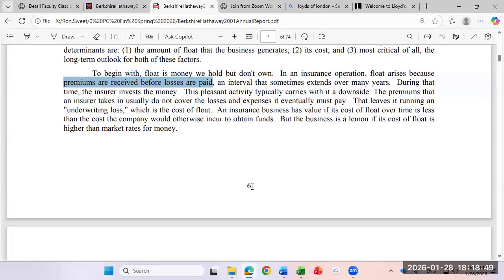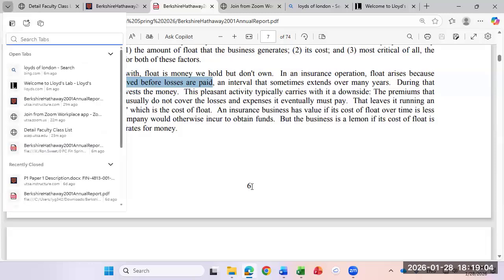You pay your auto insurance premium. 6 months later, 9 months later, you might have an accident. They'll pay you for that 6, 9 months. They have your money. Now you may not get anything, but on average, they're going to pay out about 70%. So you give them $1,000, everybody else gives them $1,000.